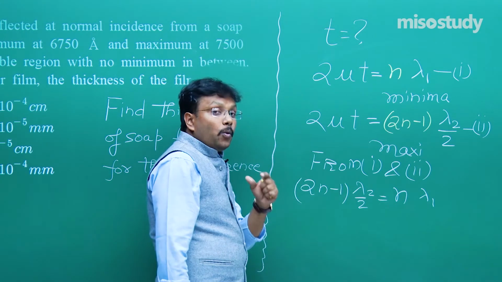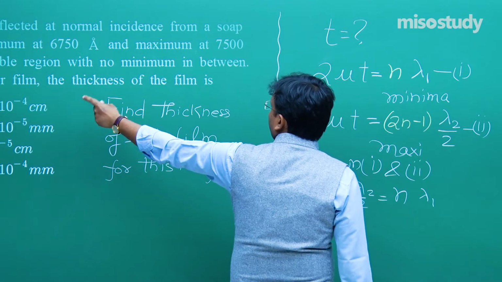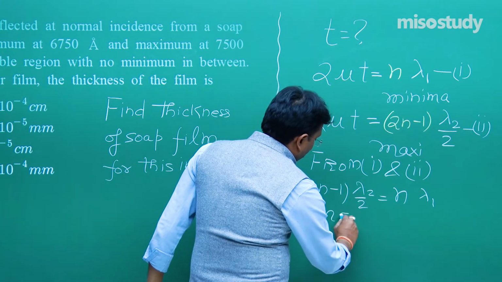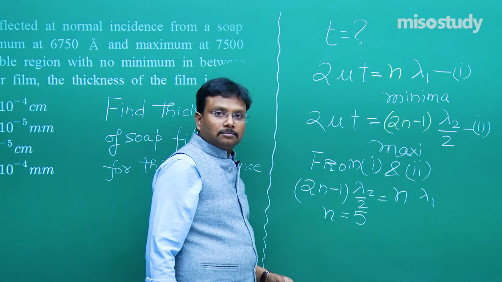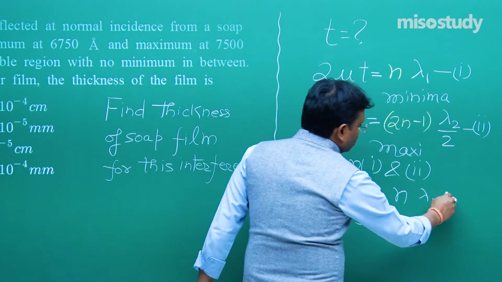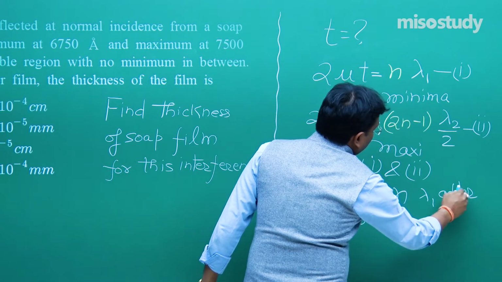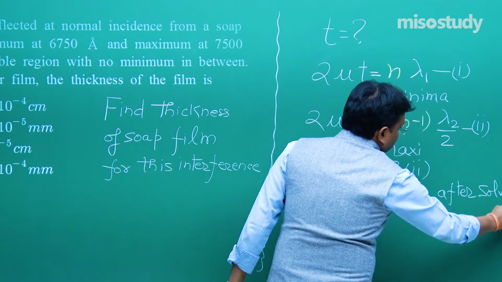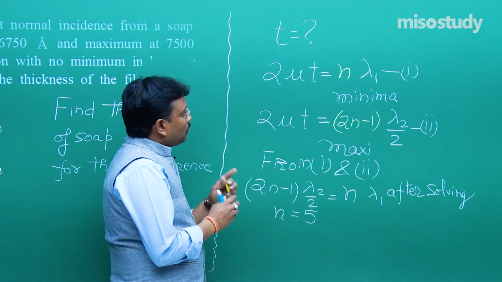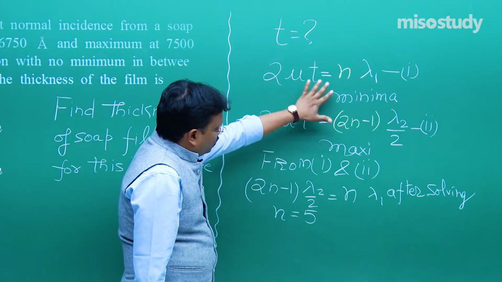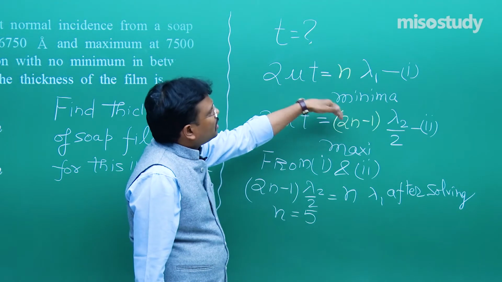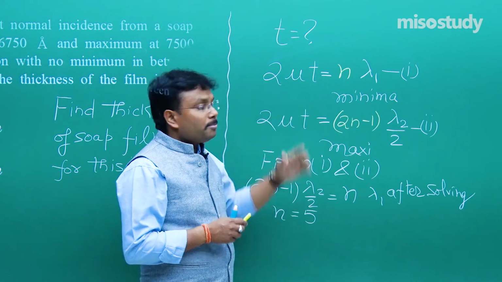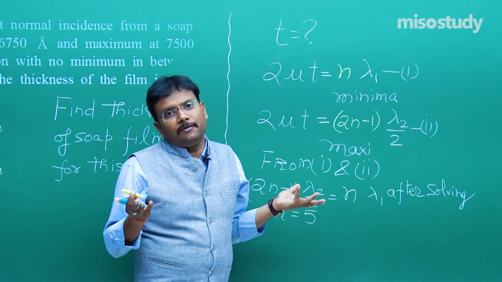From here, after solving, because the values of lambda 1 and lambda 2 are given, what will we get? n is equal to 5. After solving, I am not doing that trivial calculation, n is equal to 5. So now if n is equal to 5, we can calculate the value even from equation 1 or 2 as per your wish, no problem, because mu is given and you have to find the value of t.